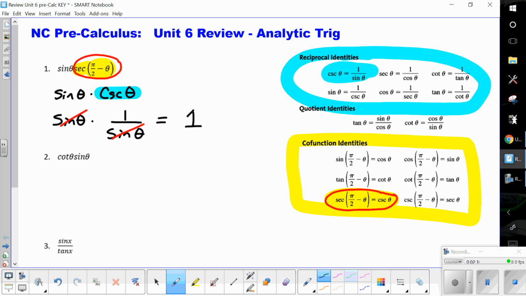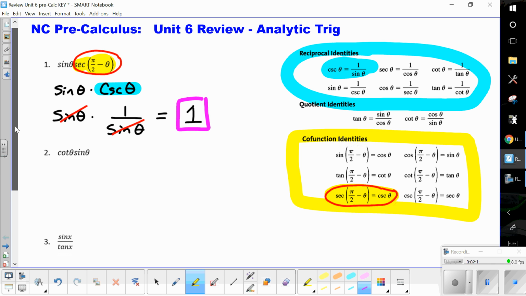A lot of times people want to put 0, but be careful. When things cross-cancel out in fractions, they don't disappear. They just turn into 1. Okay, next problem.